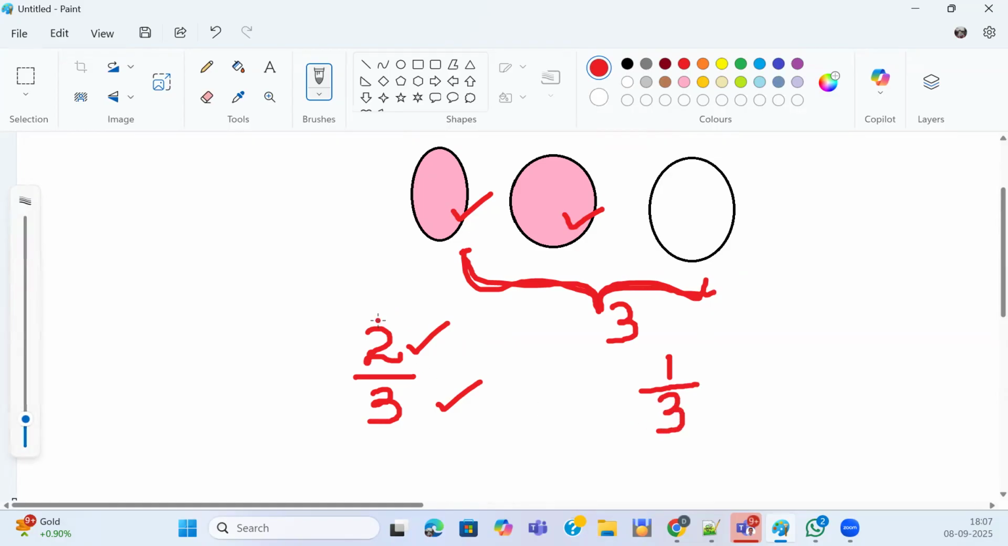So I can say 1 by 3. What we are trying to do here is see how many are colored and how many are not colored. That means we are trying to compare. At the end of the day, you are comparing things, right? Other than that, we are not doing anything.